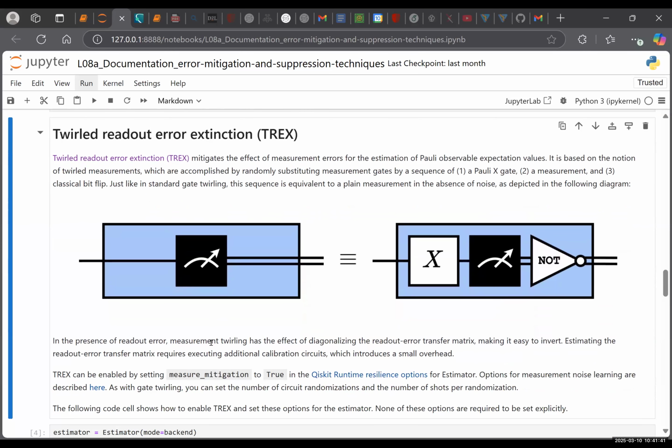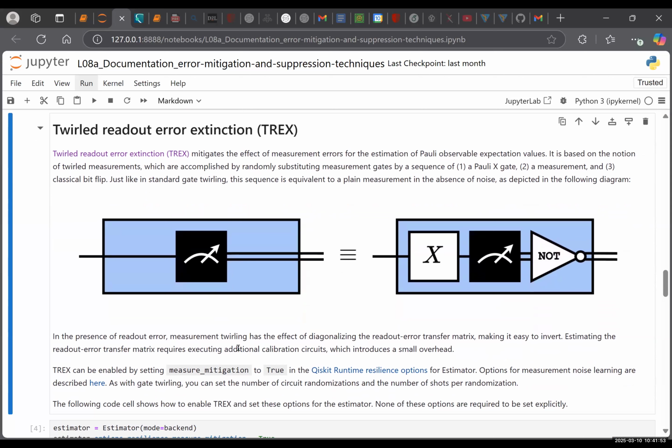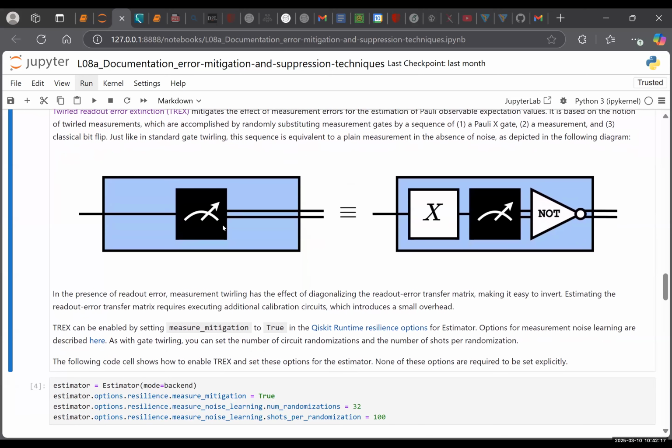So they say that this twirling has the effect of diagonalizing the readout error transformation, making it easy to invert. So this 2x2 matrix, or an even larger set, can become a lot harder to implement the inverse of. So if you can diagonalize it to make it diagonal, it would be easier to do the classical part, the post-processing. So we don't discuss the details, but they can be implemented easily.